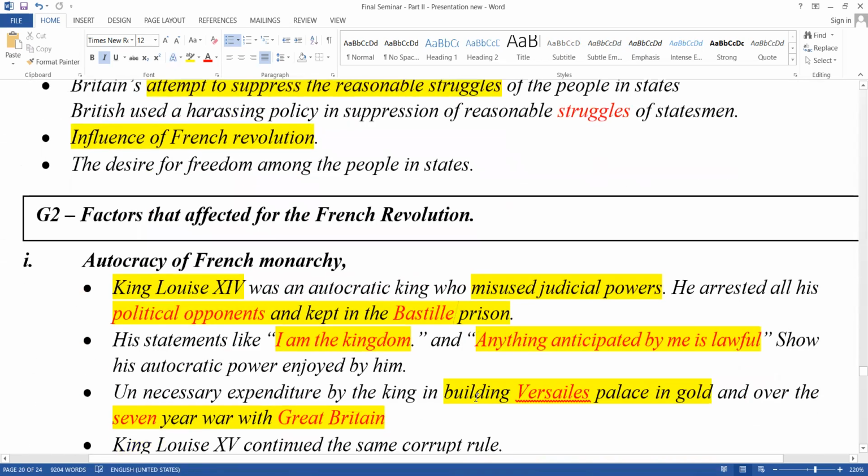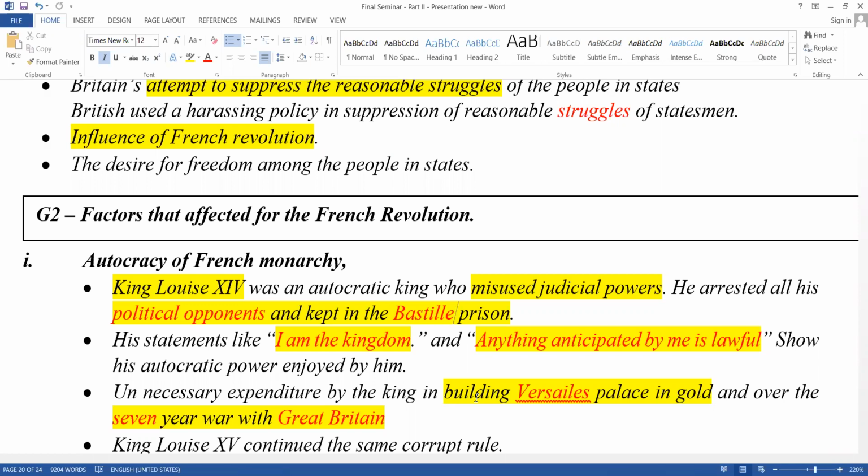And then after that, he made some statements. His statements show his autocracy. "I am the kingdom. I am the state. Anything anticipated by me is lawful. Whatever I do, that is lawful." So, autocracy of King Louis XIV.